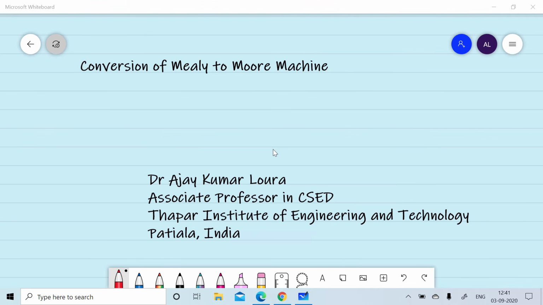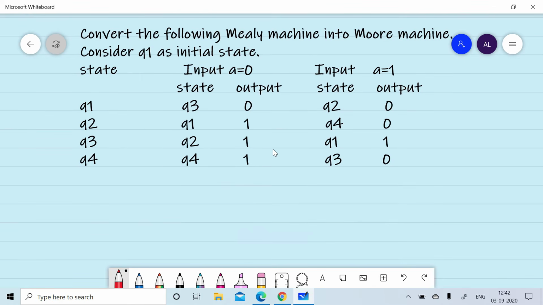Welcome to the session. In this session, we will discuss the procedure to convert the Mealy machine into Moore machine with the help of examples. Let's start the session. Consider the given Mealy machines. We want to convert this into Moore machine.